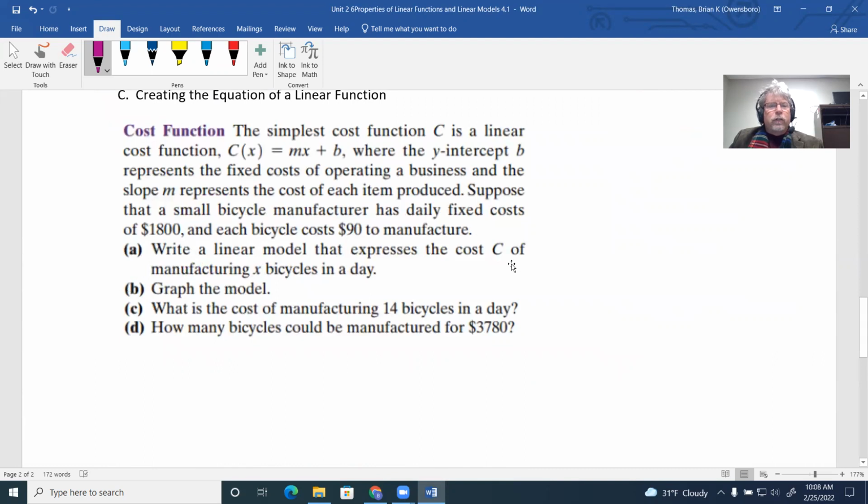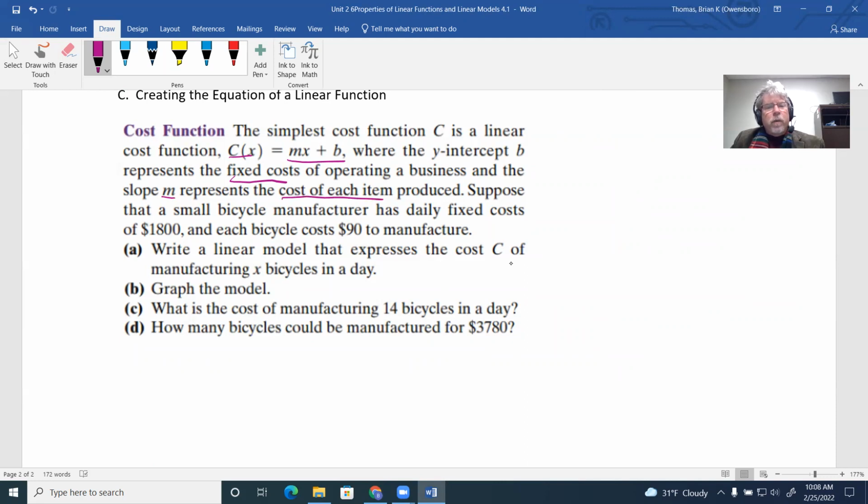So next thing we're going to do is create an equation of a linear function. So a cost function, the simplest cost function is called a linear cost function. And it's going to be denoted by C of x equals mx plus b, where the y-intercept is going to represent the fixed cost. And the slope is going to represent the cost of each item.